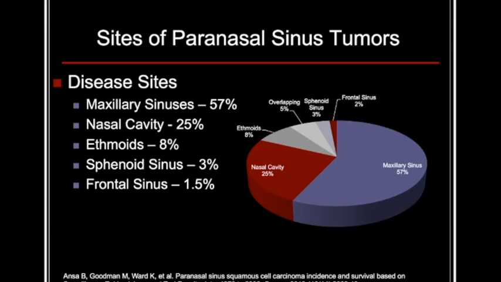Where do these occur? Predominantly in the maxillary sinuses, about 57%. About 25% in the nasal cavity and ethmoids, and then a vanishingly small number in the sphenoid sinuses and the frontal sinuses. I think the literature really only has a case series of 50 or 60 tumors occurring in the frontal sinuses.